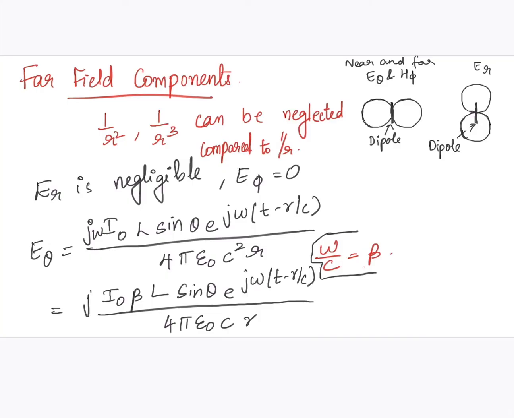Now writing the equation in far field. Far field means all the higher terms, that is 1/r², 1/r³, can be neglected when you compare them with 1/r. So if you have placed the dipole, the near and far Eθ and Hφ will be given like this, and the Er pattern will be like this. So here Er is negligible and Eφ is already 0. Now considering the Eθ component, that is the same equation of Eθ. If you remove the r² and r³ terms, you obtain the equation like this.